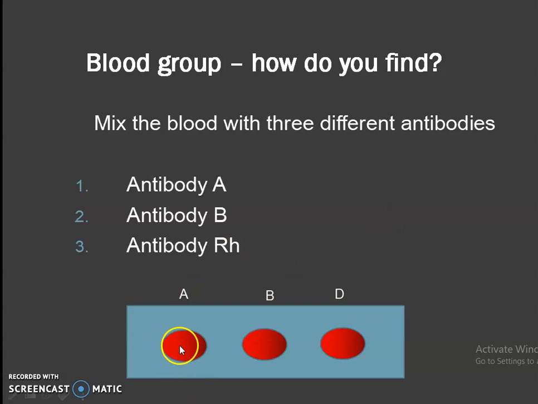If there is clumping only here, that blood group is A; clumping only here, that blood group is B. Clumping in both of these two is blood group AB. If there is no clumping in both of these two, that is blood group O. Clumping here is Rh positive. If there is no clumping here, that is Rh negative. This is the way we identify the different blood groups.